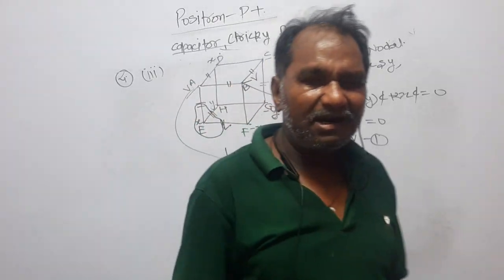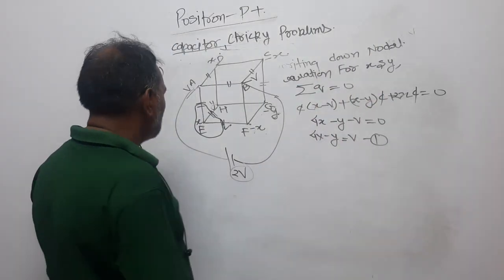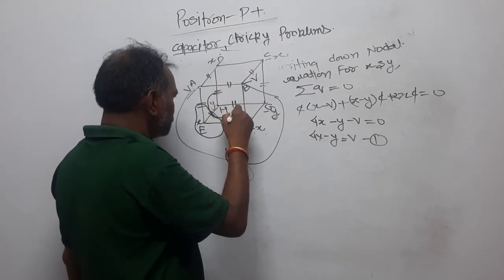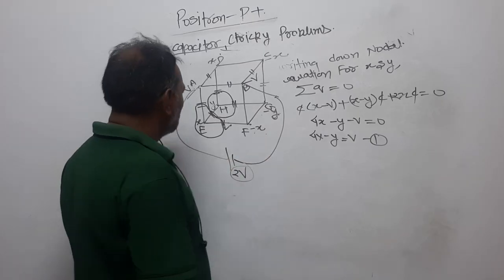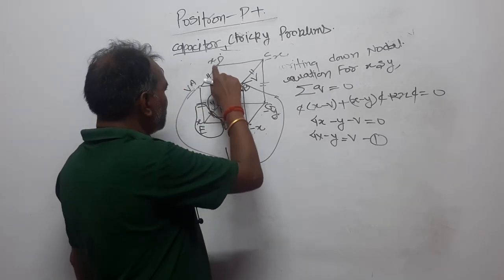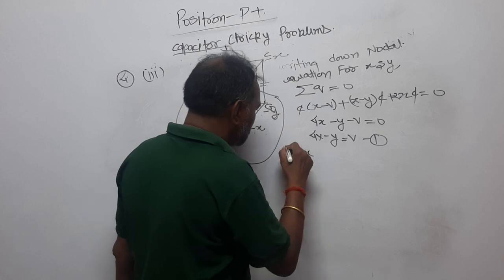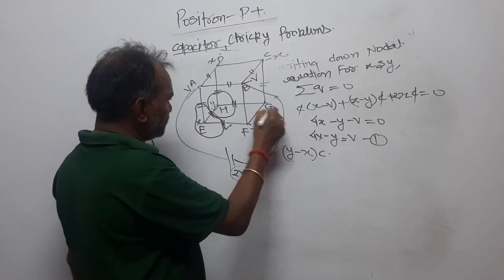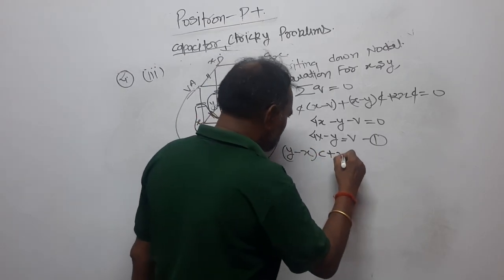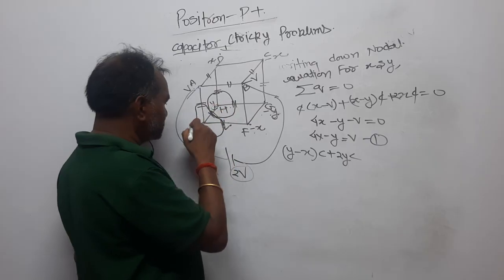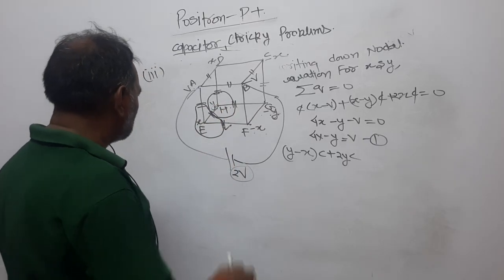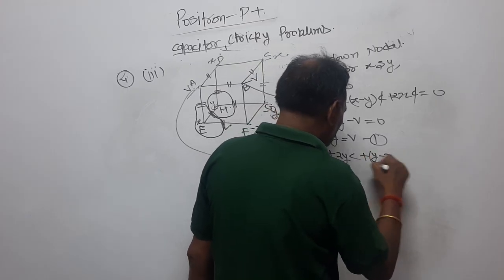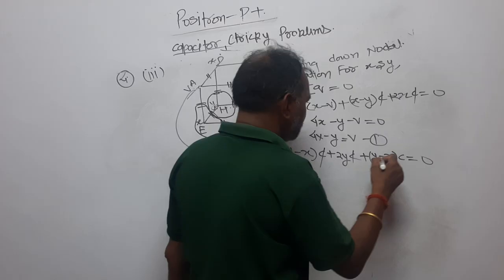Now let's write down the equation for Y. These three capacitors are connected to Y, so the summation of Q over these three capacitors would be 0. For this it would be (Y minus X) into C. For this it is (Y minus minus Y) means 2Y into C, and this is (Y minus X) into C equals 0. This C will be cancelled.